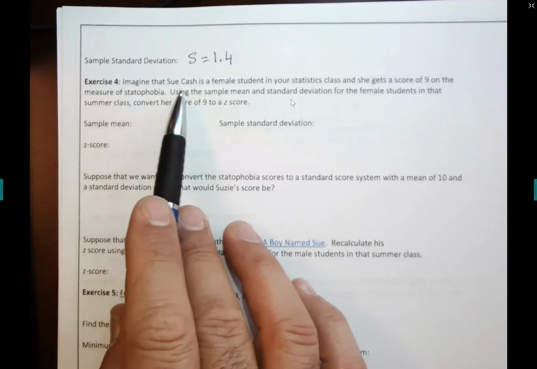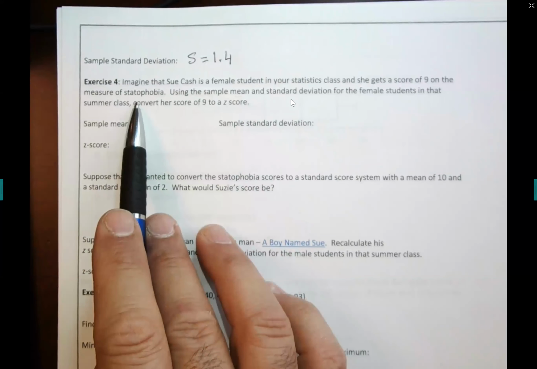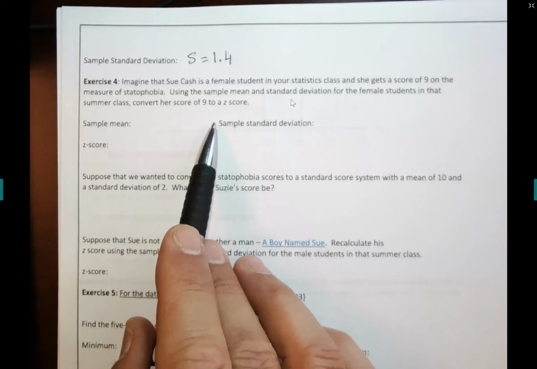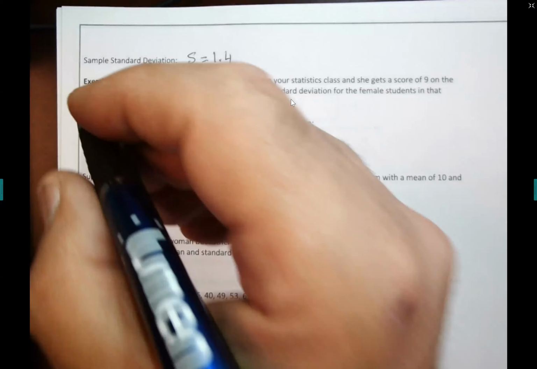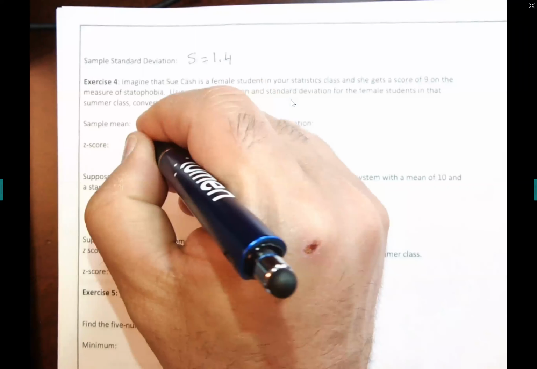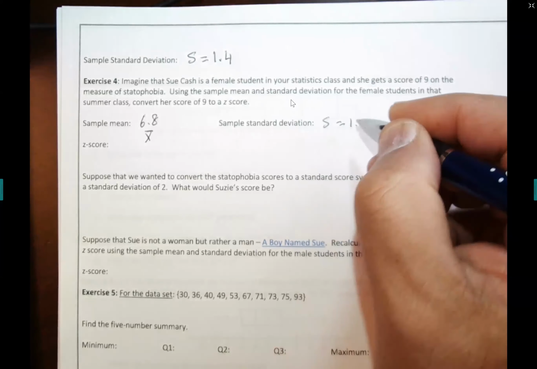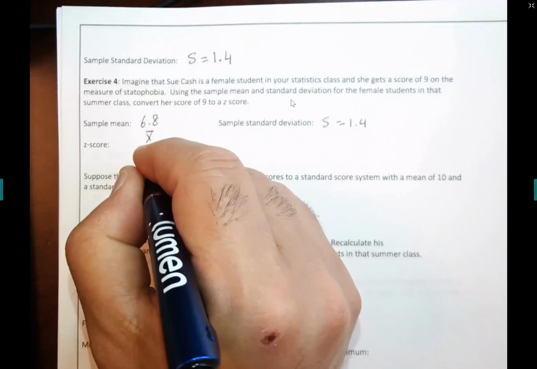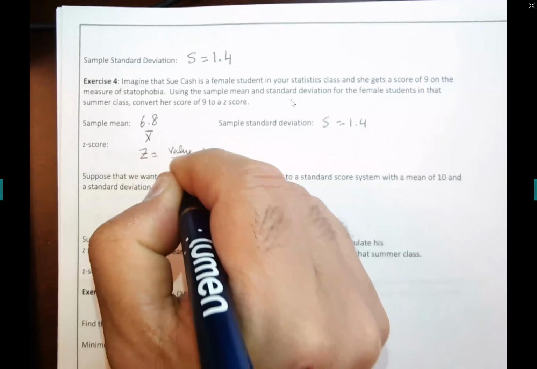Exercise 4. Imagine that Sue Cash is a female student in your statistics class and she gets a score of 9 on the measure of statophobia. Using the sample mean and standard deviation for the female students that we did earlier, convert 9 to a z-score. Okay, what was the sample mean? The sample mean, guys, was 6.8. That's X bar. And the standard deviation, S, was 1.4. Okay, he wants me to change the value 9 to a z-score. Well, here's the formula for the z-score. It's value minus mean divided by standard deviation.